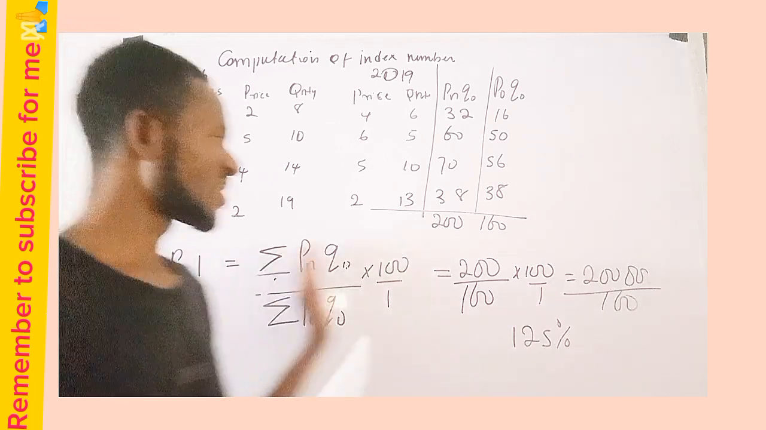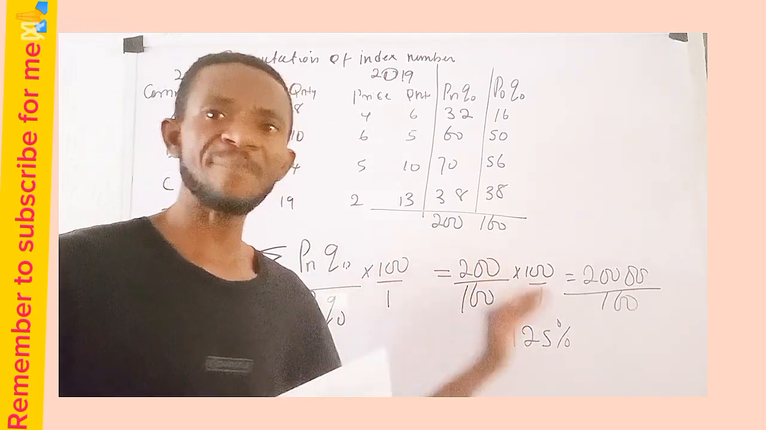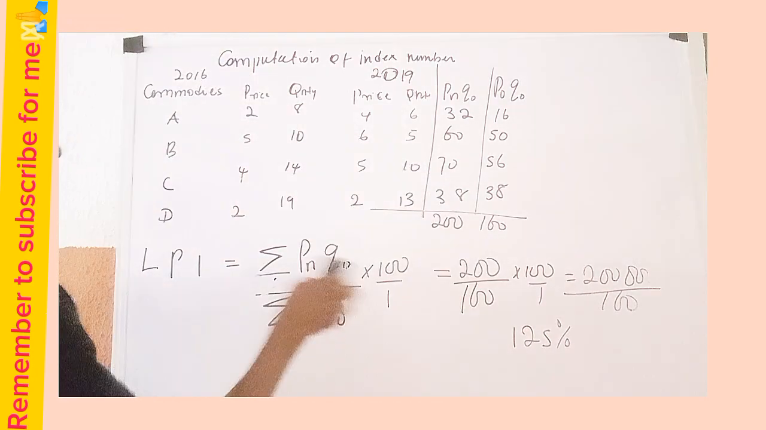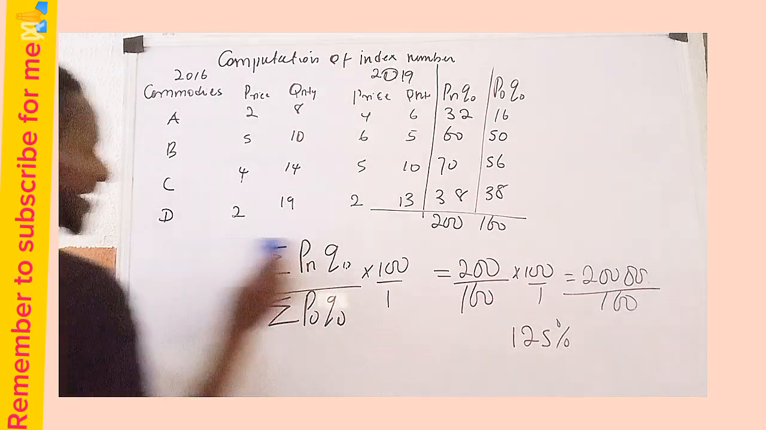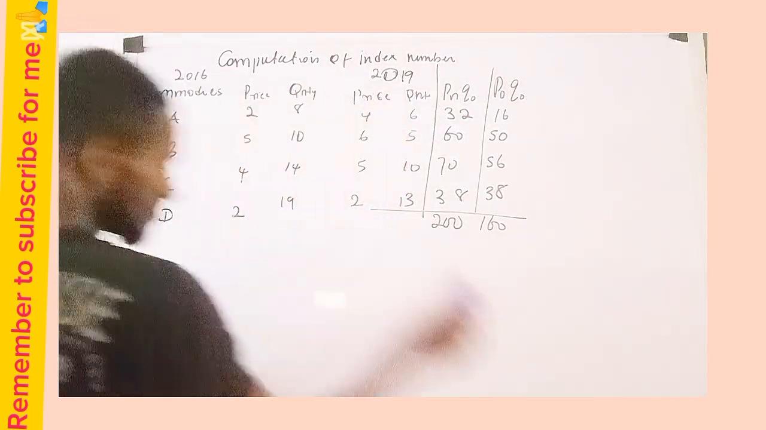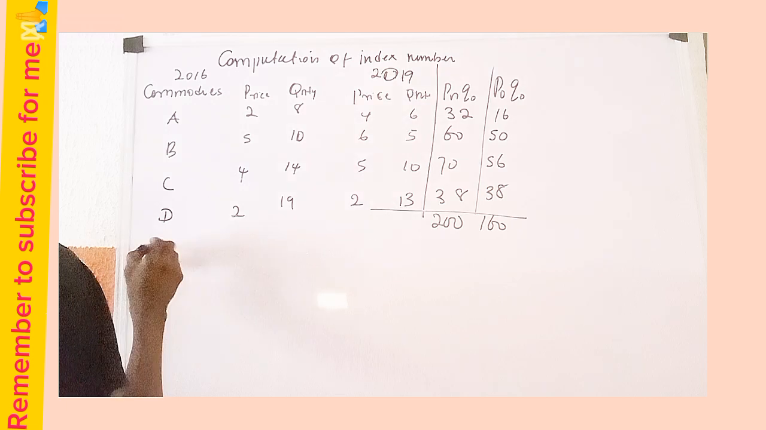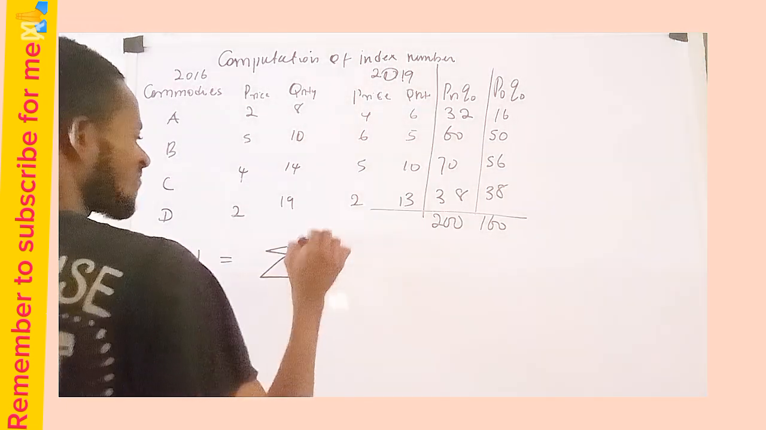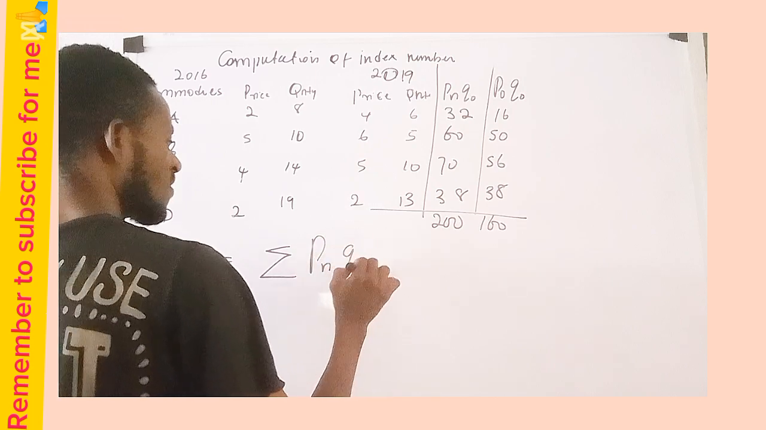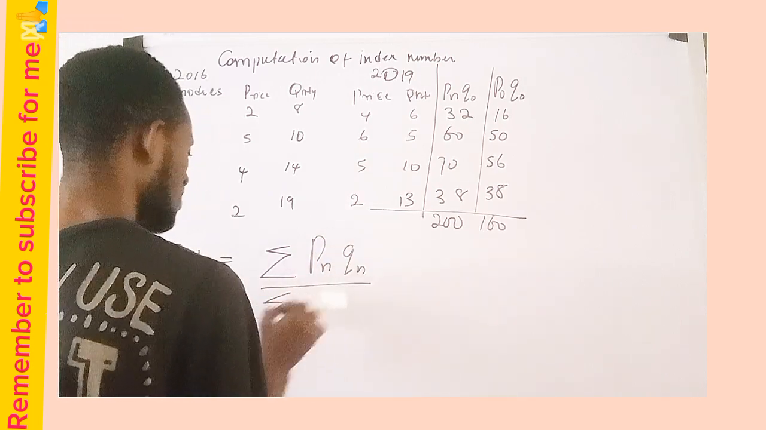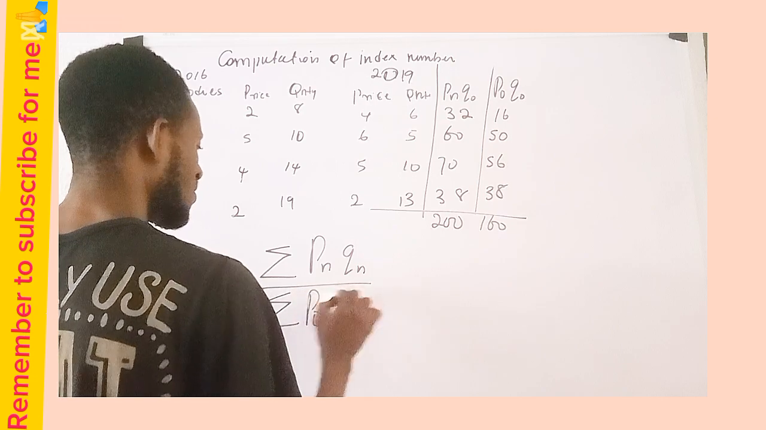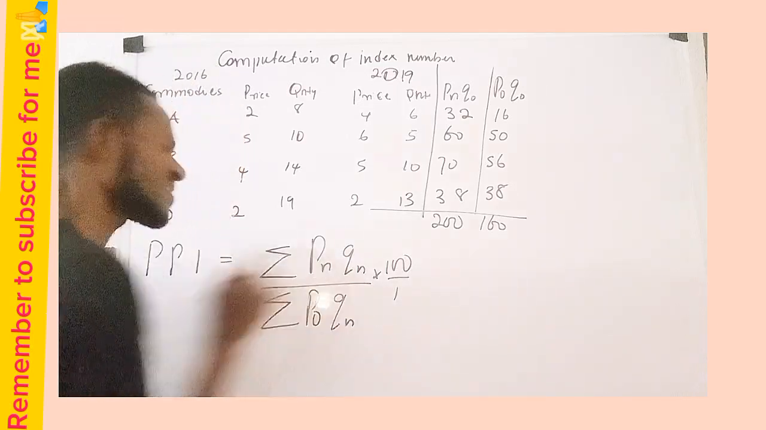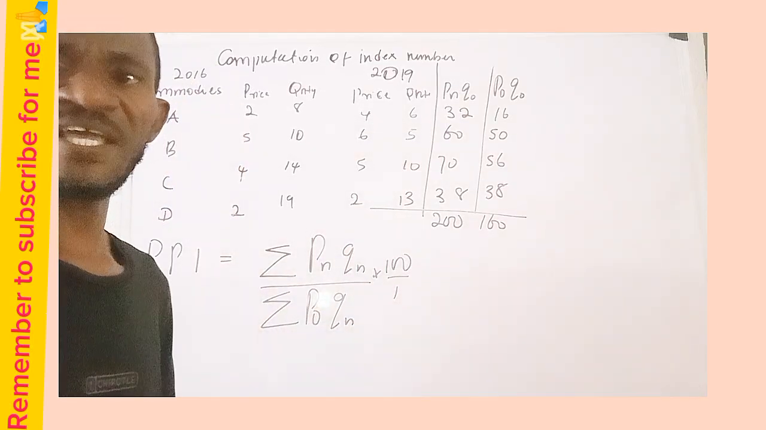So we are equally going to clean the board. When we clean the board, we now talk about the Paasche index, which is the PPI. So permit me to clean this place. We talk about the PPI. So when we talk about the PPI, I have that PPI is given as the sum of P of N, Q of N all over the sum of P of 0, Q of N, multiplied by 100 all over 1. This is the formula for the purchase price index.